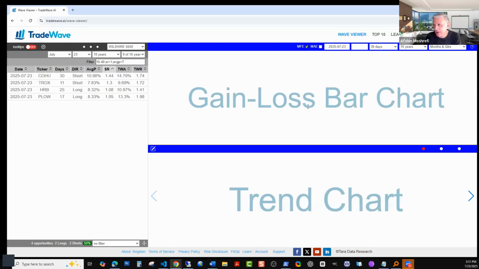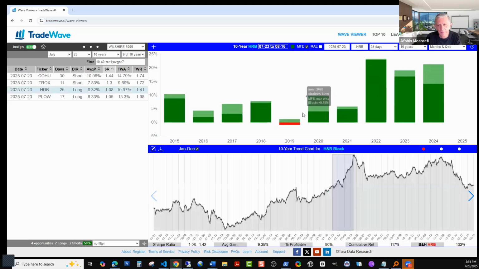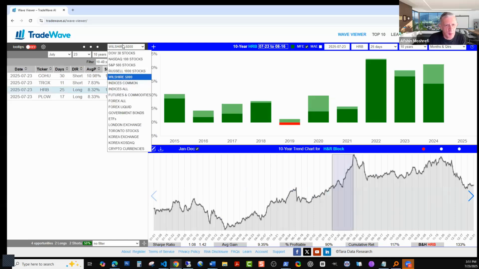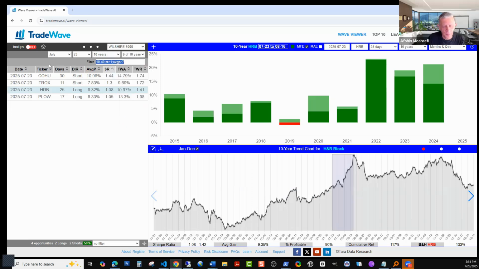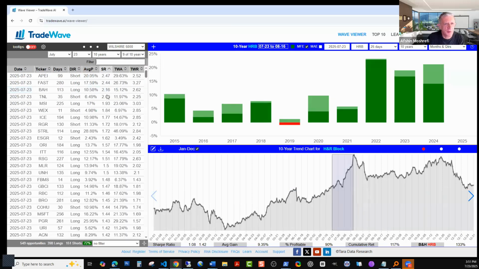Now, if you forget any of these things, there's also this tooltips. If you turn it on, you go over these things. It describes it for you. There's no delay, no nothing. So what I'm going to start doing is creating videos about some of the opportunities that come up. So let's look at Wilshire.